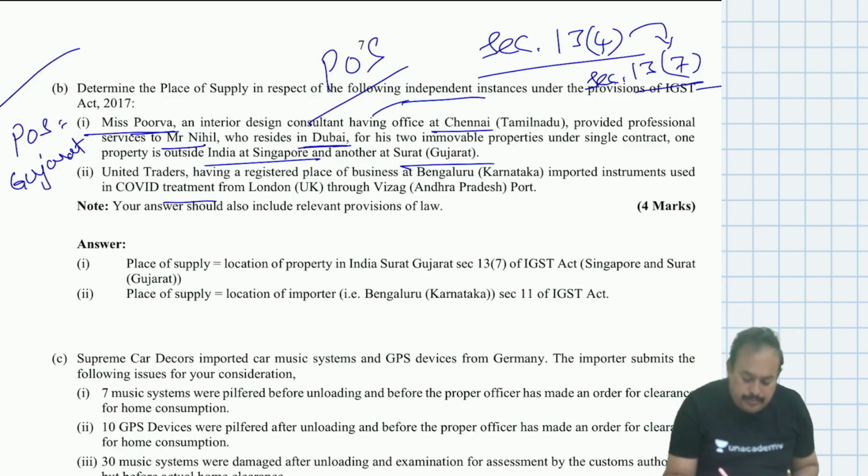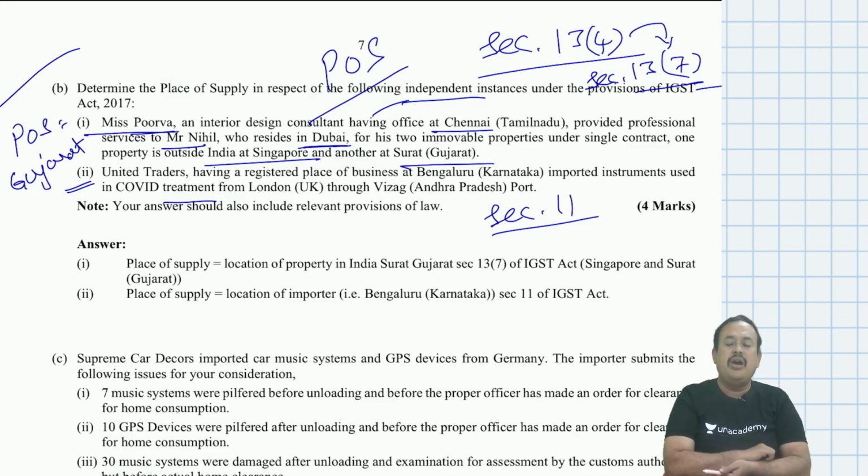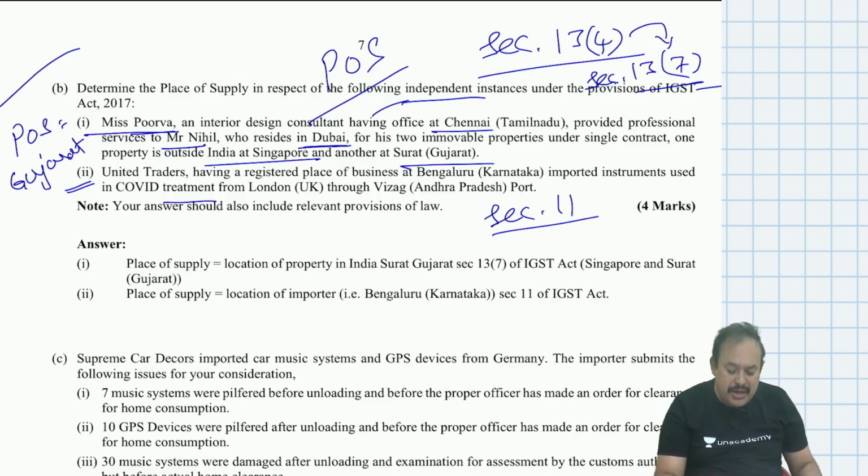Further, point number 2: United Traders, having a registered place of business, imports the goods, the imported instruments. Section 11 of IGST refers to import of goods. What is the place of supply? Where the importer has the place of business. The importer, United Traders, has its place of business in Bangalore, Karnataka. Place of supply is equal to Bangalore, Karnataka, the location of the importer.